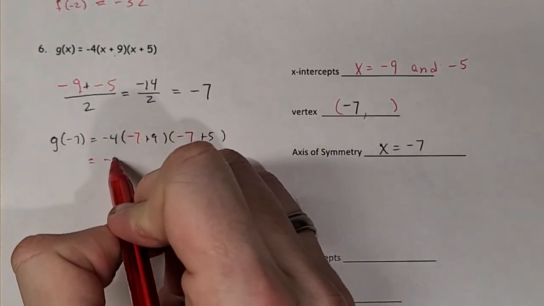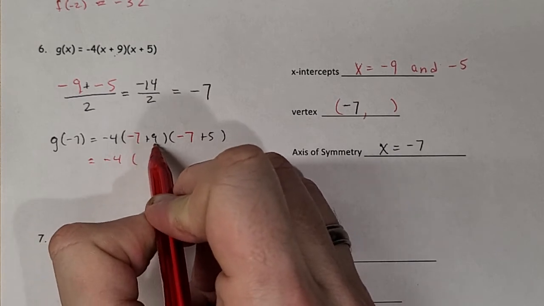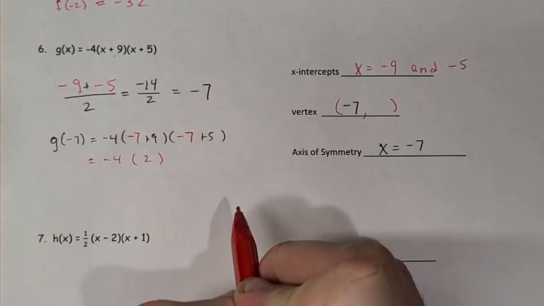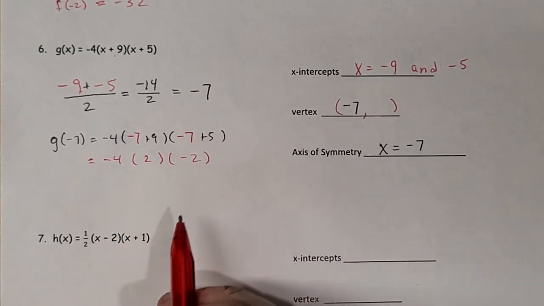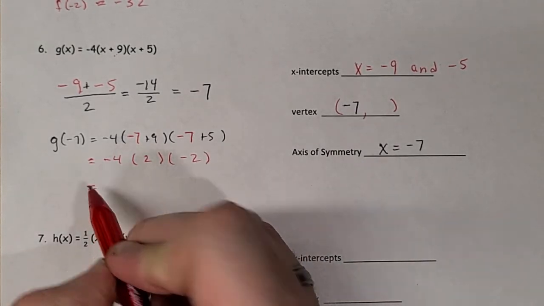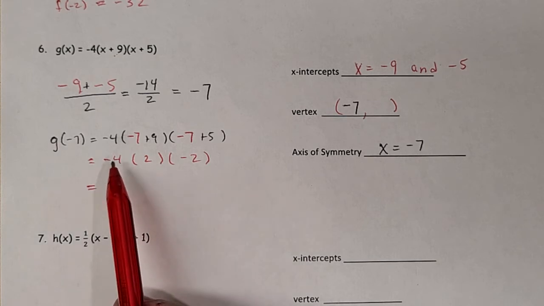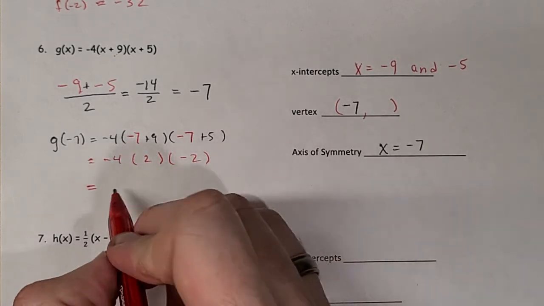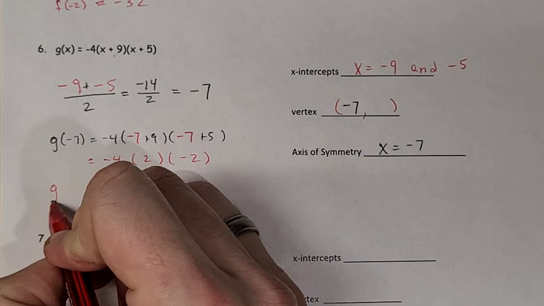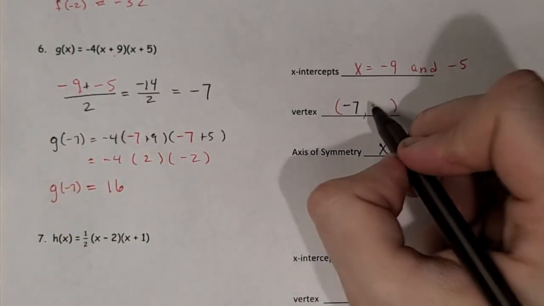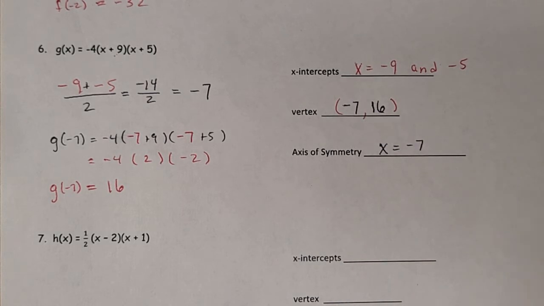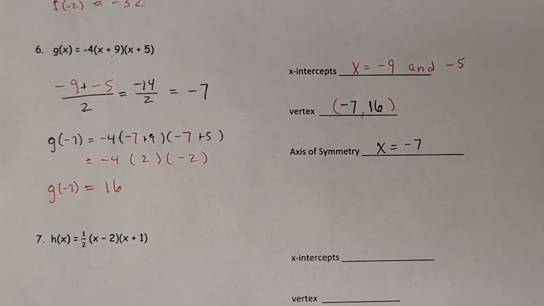So I've got negative 4 times, let's see, negative 7 plus 9 is 2. Negative 7 plus 5 is negative 2. That's the thing I was talking about earlier: same number, one is positive, one is negative. If I take negative 4 times 2 times negative 2, I get a positive 16. So g of negative 7 equals 16. So the y portion of my vertex is 16.